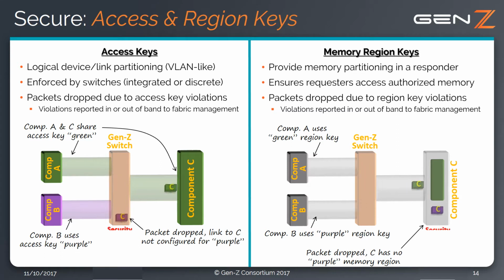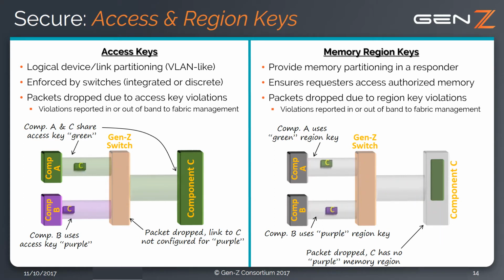When a component sends a Gen Z packet, it can include an optional memory region key in the header. When a component that is sharing one or more memory regions receives this packet, it validates the targeted memory region is protected by the same key present in the packet header. If not, the packet is dropped, an access violation log entry is created, and a security event is reported to fabric management by in-band or out-of-band mechanisms.